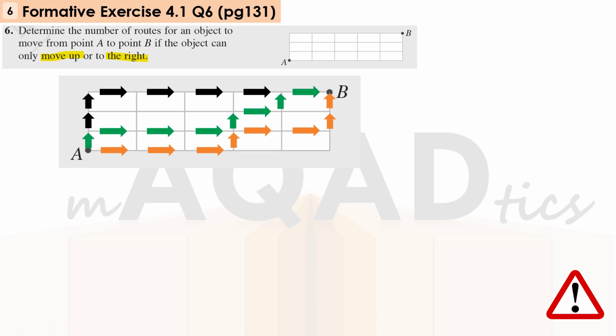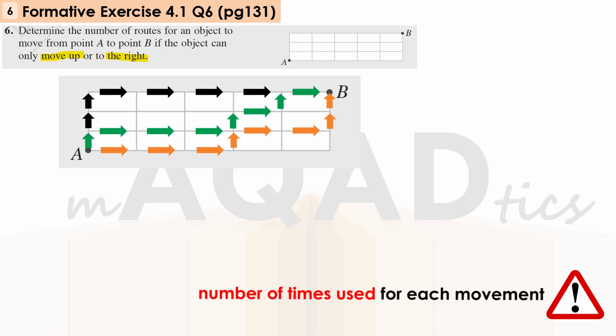Okay, there's a clue, which is looking at these 3 scenarios, right? What is fixed? Okay, I'll give you all 5 seconds to think about this. So what is fixed is actually the number of times we use for each movement.